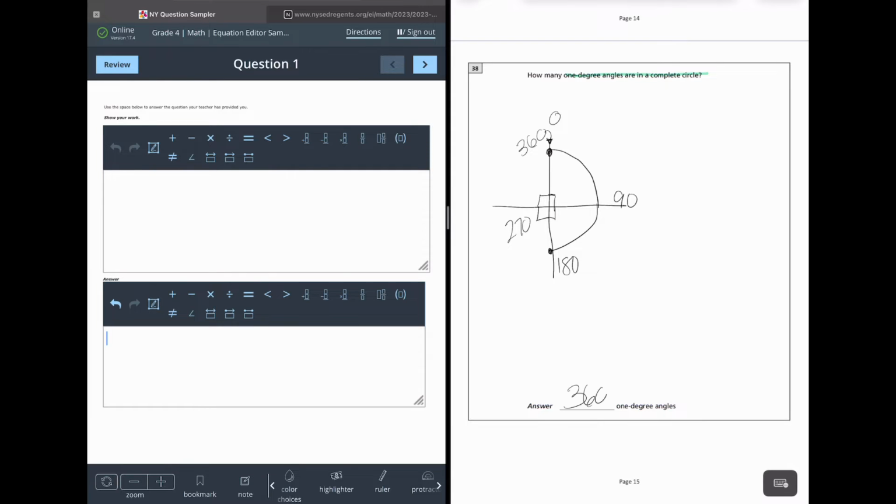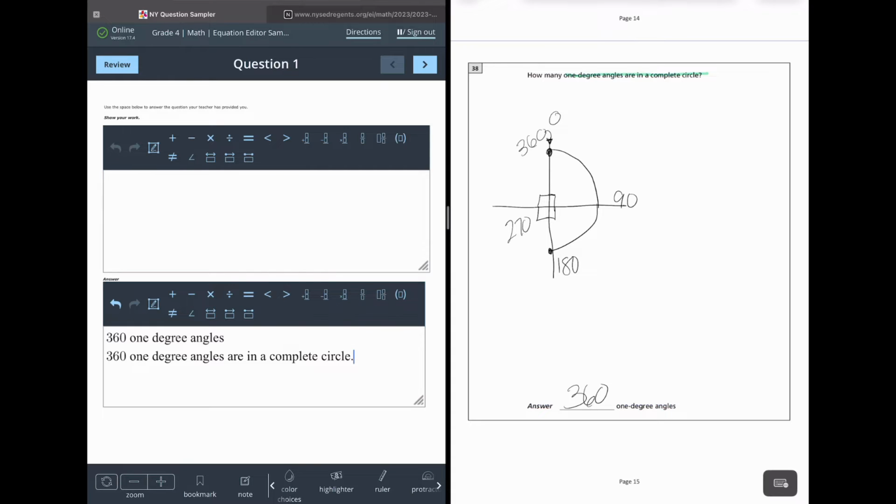So that's the only thing you would have to write down, is either just 360 1-degree angles, or I can restate the question, how many 1-degree angles are in a complete circle? 360 1-degree angles are in a complete circle. And that's it. And again, this is a 1-point question, which means I'm not going to have a show your work box. I'm only going to have an actual box like this to answer.